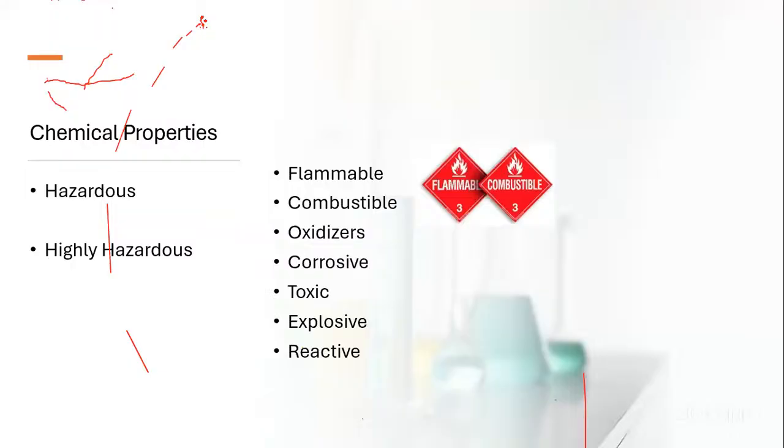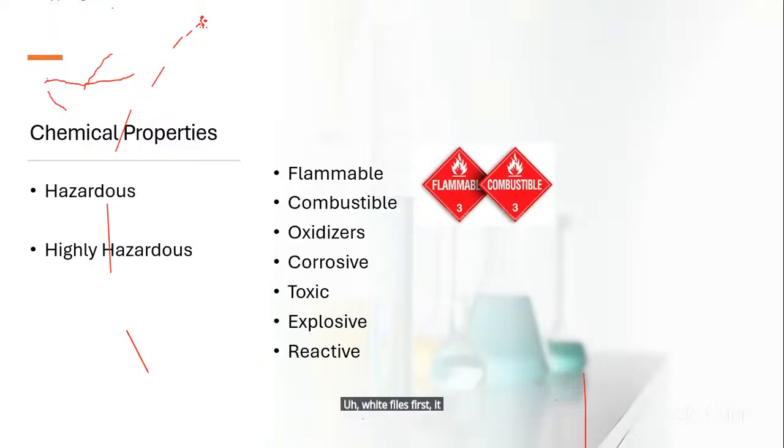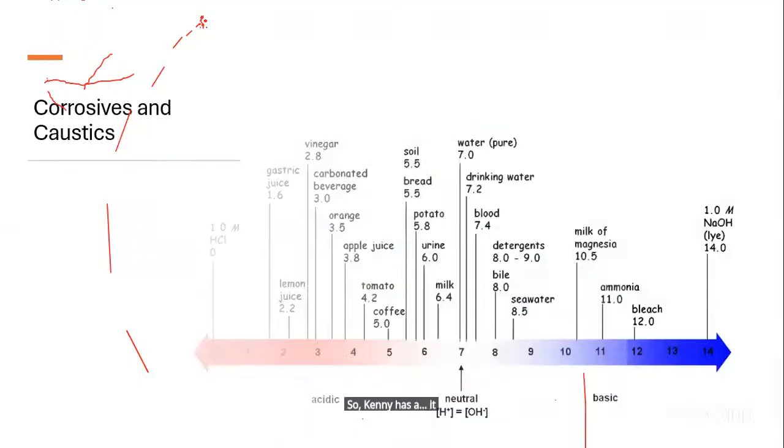And so on. Silver nitrate, if exposed to sunlight too long, will change into explosives. White phosphorus will react with the oxygen in the air and can explode. So it needs special requirements to deal with it. It has to be in an area with low oxygen presence. Chemicals have a very wide range. We can talk for days about their properties.